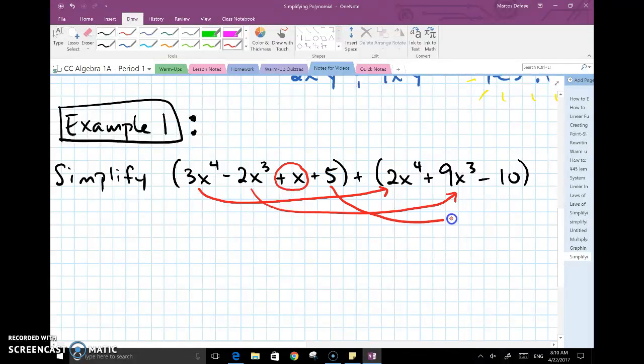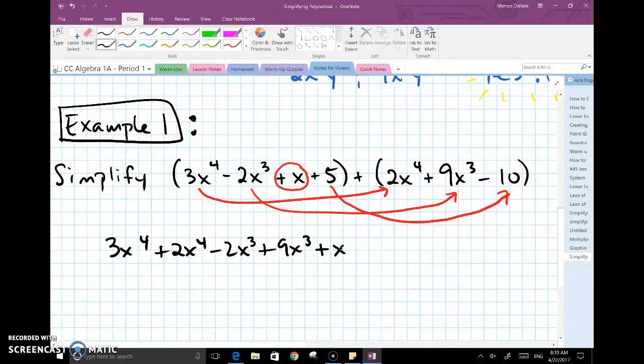This 5 will combine with the negative 10. Neither of those numbers have a variable, so they're constant terms, and that means they're automatically like terms. So what you can do at this point is pair them up. I know that 3x to the fourth will add with 2x to the fourth. I know that negative 2x to the third will add with 9x to the third. Now, this plus x that I circled will come down by itself. It has no other term to combine with, so what you started with is what you end with. This plus 5 will combine with the negative 10.